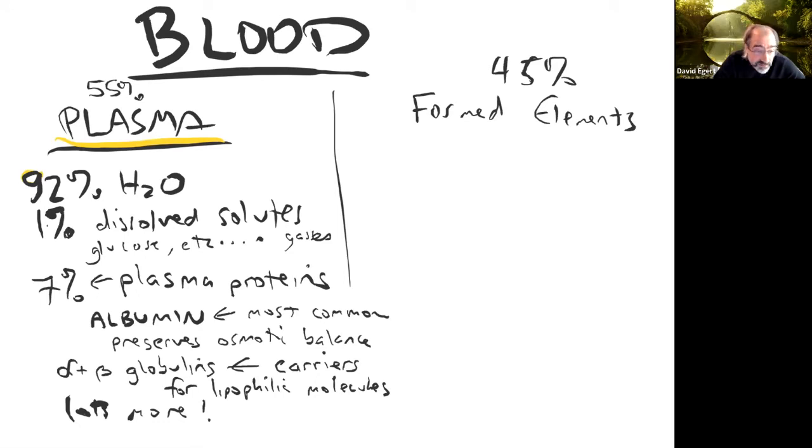So these are all made in the liver. So when we later on are talking about all the things the liver does, this is just one of the many things the liver does: it makes your plasma proteins.